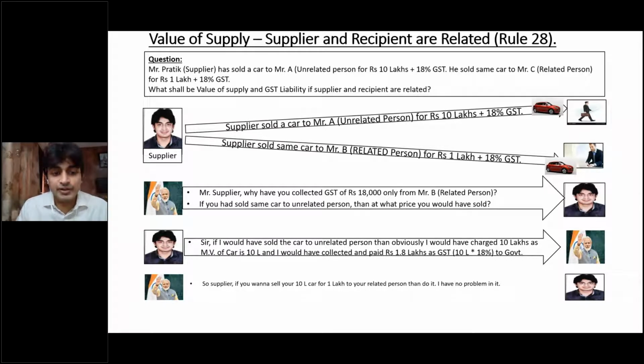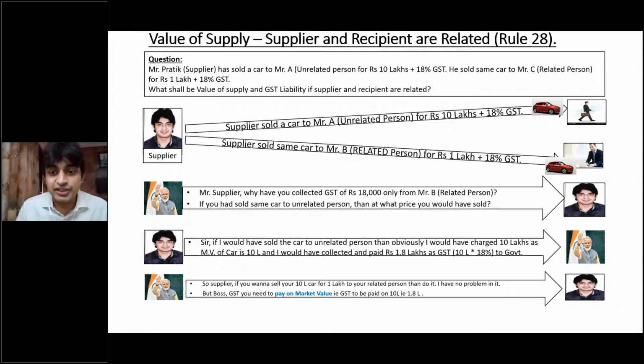Government says, supplier, if you want to sell your car for 1 lakh, go for it. No problem. But on how much do you need to pay GST? On the market value. So even if you sell the car for 1 lakh, GST is how much? 1 lakh 80 thousand, because the market value is 10 lakh rupees.